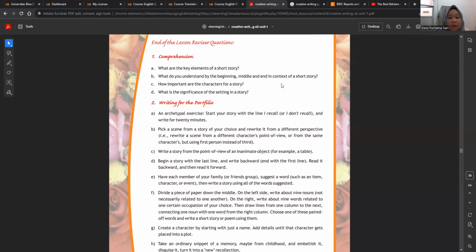Next, divide a piece of paper down in the middle. On the left side, write about 9 nouns, not necessarily related to one another. And on the right, write about 9 words related to one certain occupation of your choice. And then draw lines from one column to the next, connecting one noun with one word from the right column. Choose one of these pairs of words and write a short story or poem using them.